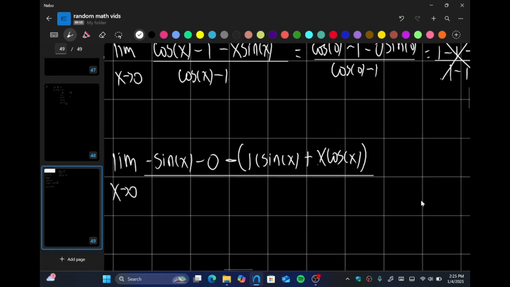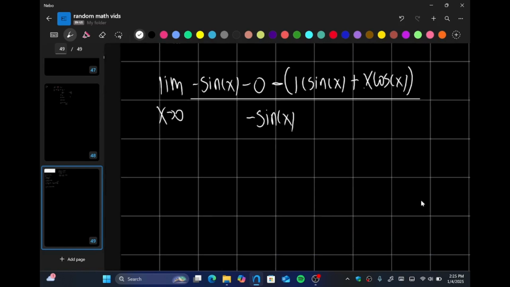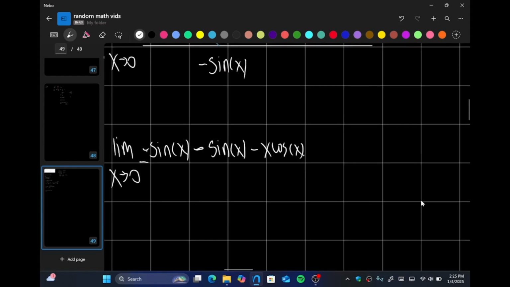Yeah, so here we're going to go ahead now and do the derivative of the bottom. So we're going to put negative sine of x here. And then we're going to continue. So limit as x approaches 0, it's going to be negative sine x. And then minus, you're going to distribute. Okay, guys. So this minus 0 goes away. Let's just take that out. And then minus sine x minus x cosine x, all over negative sine of x.